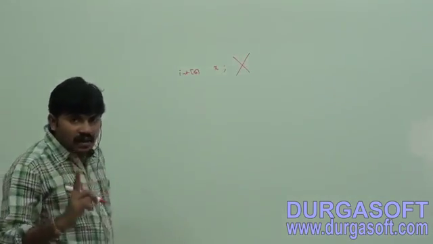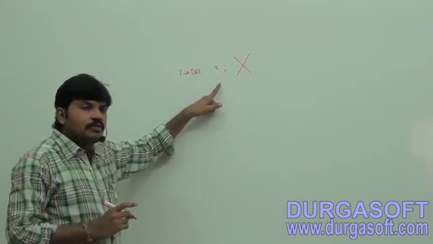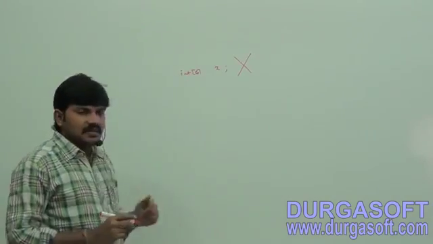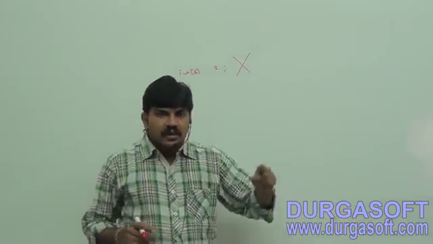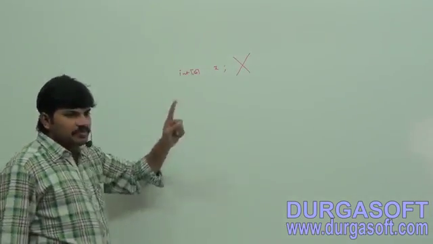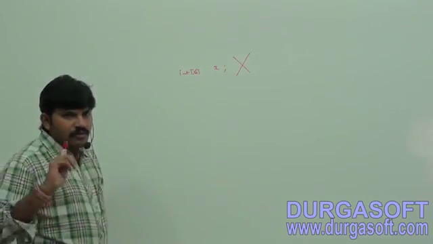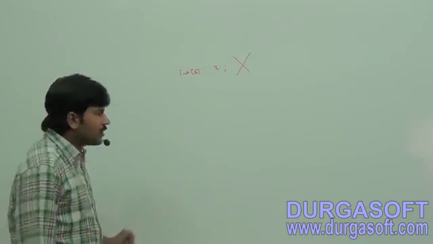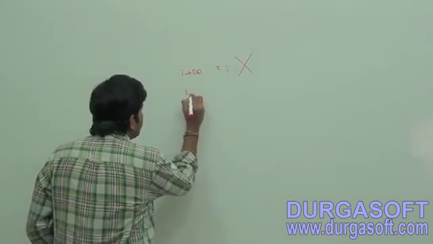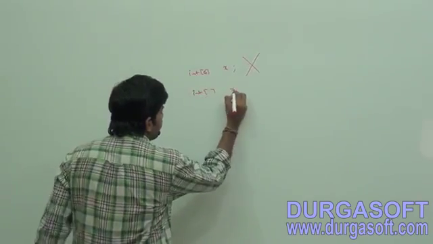Because at the time of declaration, we can't specify the size. Actually, size is required at the time of creation. At the time of declaration, we can't specify the size. By mistake, if you try to specify the size, immediately we are going to get a compile time error.